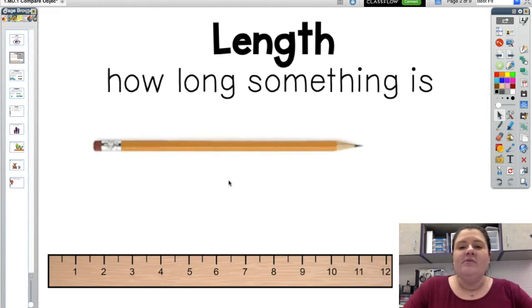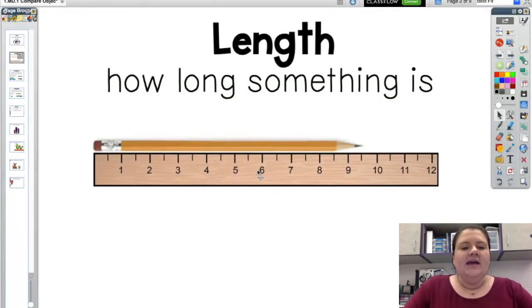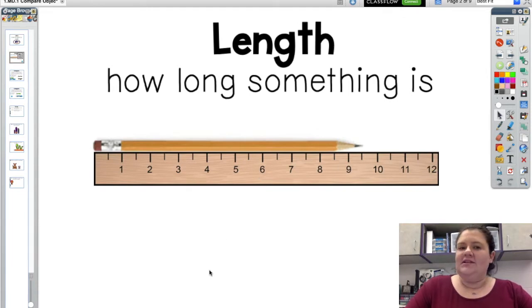So I have a pencil right here, as you can see, and I'm going to take my ruler. I can measure out the length of this pencil by putting my ruler up against the beginning, the eraser top of the pencil. And I'm going to go all the way down to where the pointed end of the pencil is. And I'm going to look down. Okay, it's halfway between 9 and 10 inches. So that would be about 9.5 inches. That's how long this pencil would be.